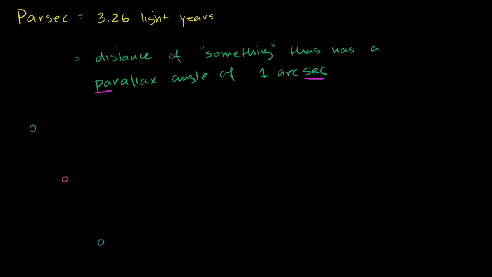And we are looking at some object some distance away. We know that this distance right here is 1 astronomical unit. And what we want to do is figure out the distance of this object. And all we know is that it has a parallax angle of 1 arc second. So let's remind ourselves what this means.